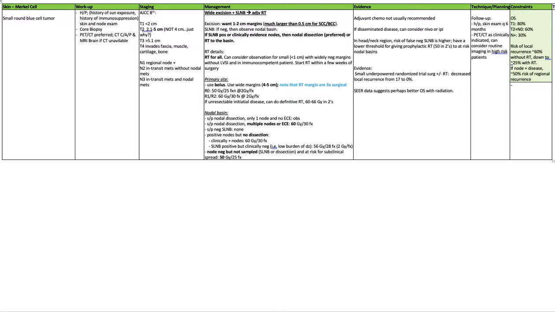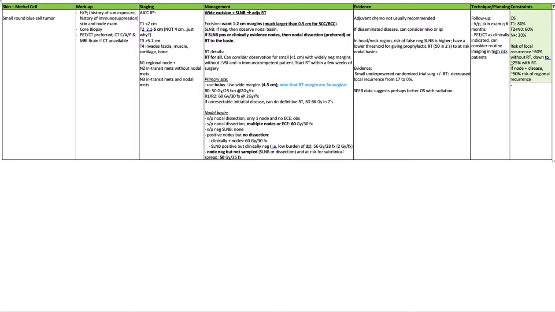The nodal basin status post nodal dissection with only one node apparent and no ECE can be observed. The nodal basin status post nodal dissection with multiple nodes or extracapsular extension gets treated with 60 gray in 30 fractions. Status post negative sentinel node biopsy, there's no need for radiation. If there are positive nodes but no dissection, the clinically positive nodes get 60 gray in 30 fractions.